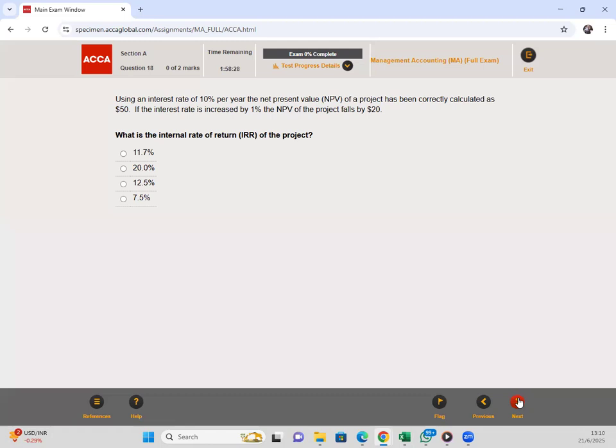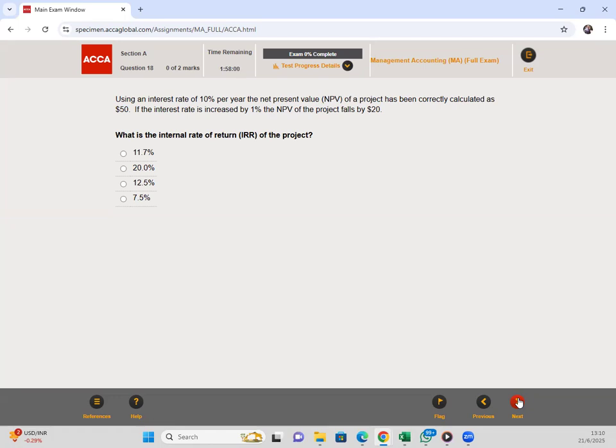So using an interest rate of 10% per year, the net present value of a project has been calculated as 50. Okay, that's our NPV. If the interest rate is increased by 1%, the NPV of the project falls by 20. What is the internal rate of return?